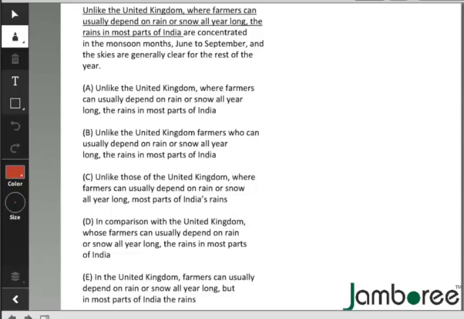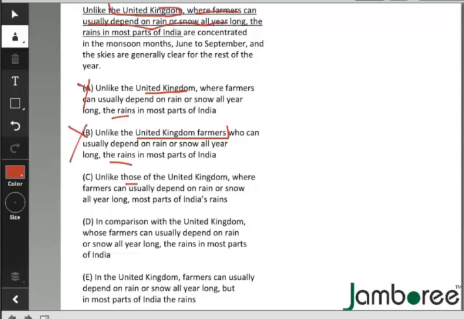Let's see. Unlike where farmers can blah blah blah. We're not talking about this. We're not going to look at this anywhere. So we are just going to see "unlike the United Kingdom." In option A, what is getting compared? United Kingdom, the rains, not the same. The United Kingdom farmers, right? This is one thing. The rains, again, not similar.